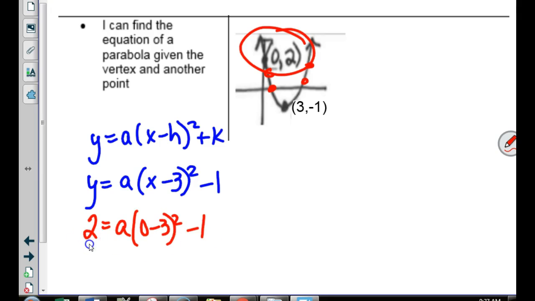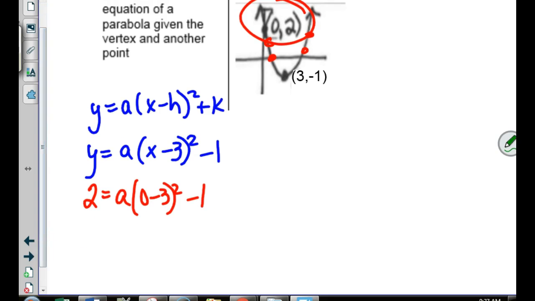So what does this become? Some of you will get this far and then mess up the algebra. What is 0 minus 3 quantity squared? +9. So we have 9a minus 1 equals 2. So if we add 1 over here, we get 3. So I got 1/3. Did anybody else get 1/3?